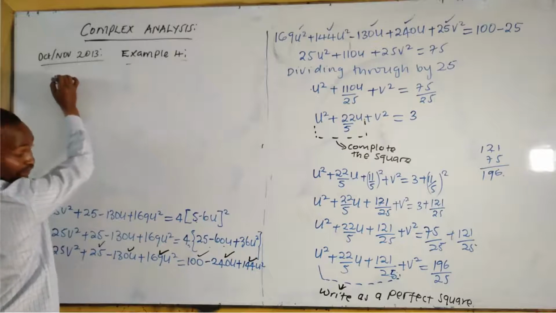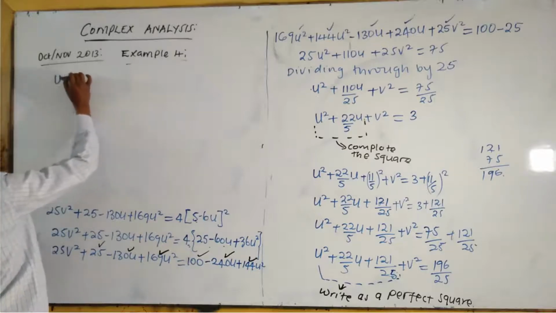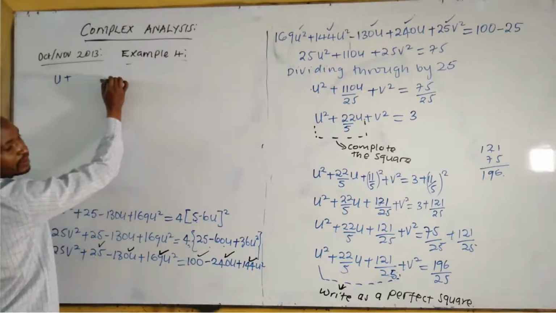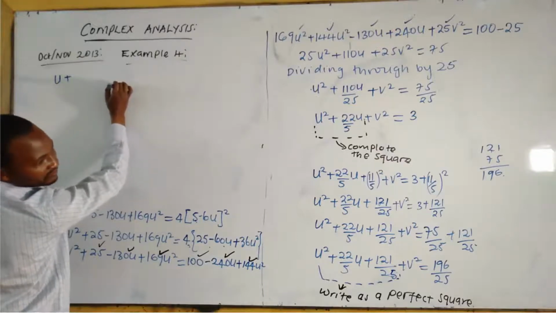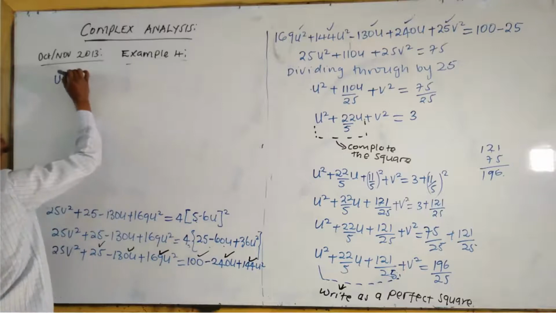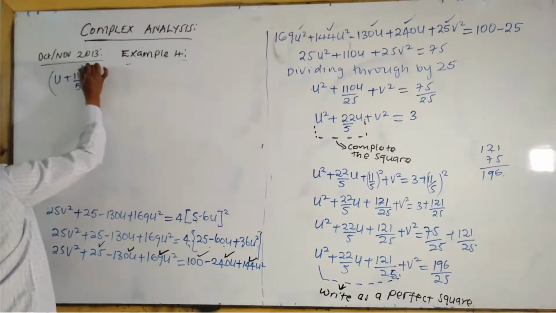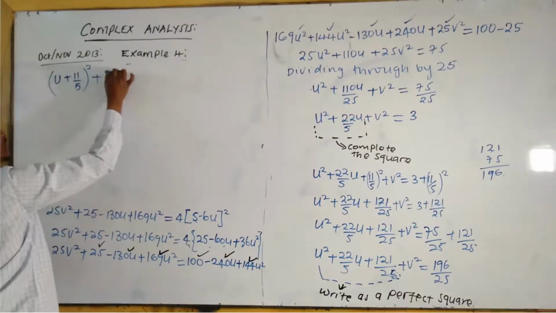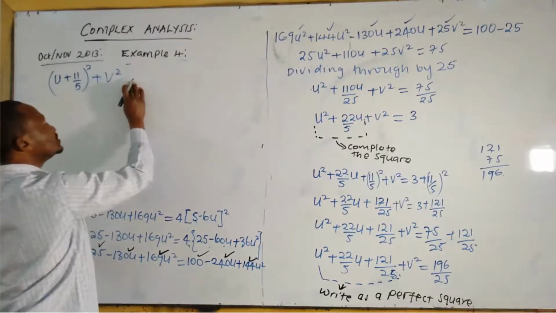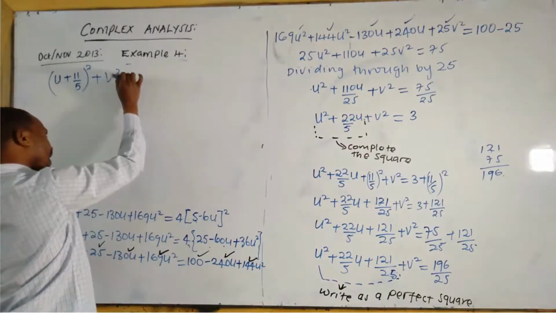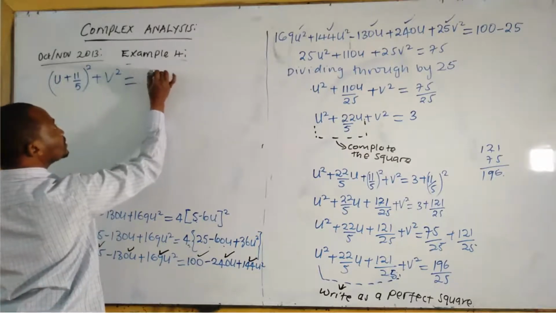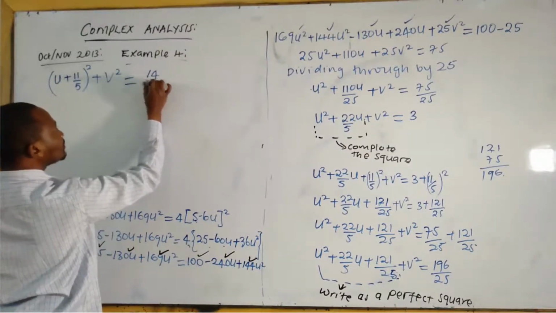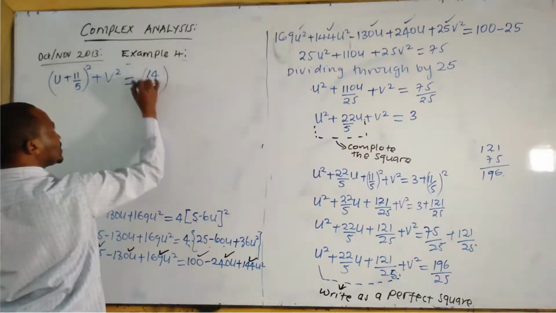Not u squared but u plus half the coefficient of u, which we squared. What was it? It was 11 over 5. So (u plus 11 over 5) squared plus v squared is equal to (14 over 5) squared.